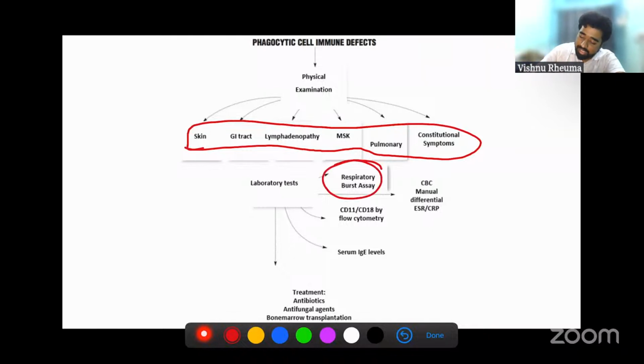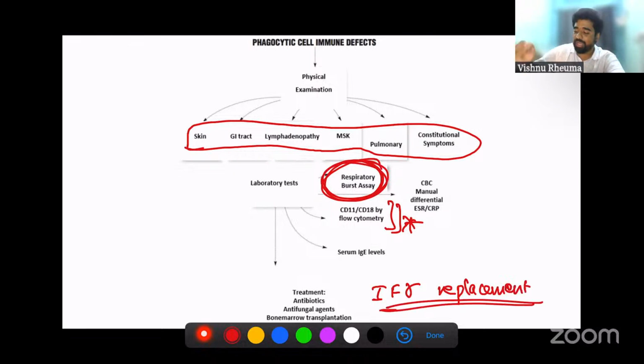Then you will do mainly the respiratory burst assay. Say CD11-18 in your leukocyte adhesion defect you will have to do, but otherwise it's mainly the respiratory burst assay. And here also you will consider bone marrow transplant apart from your antibiotic prophylaxis. And another thing here is interferon gamma replacement. Interferon gamma replacement is also a good modality in your phagocytic defect.